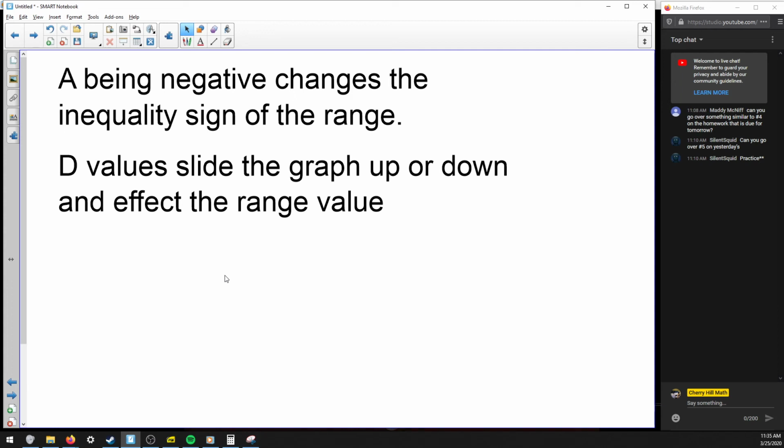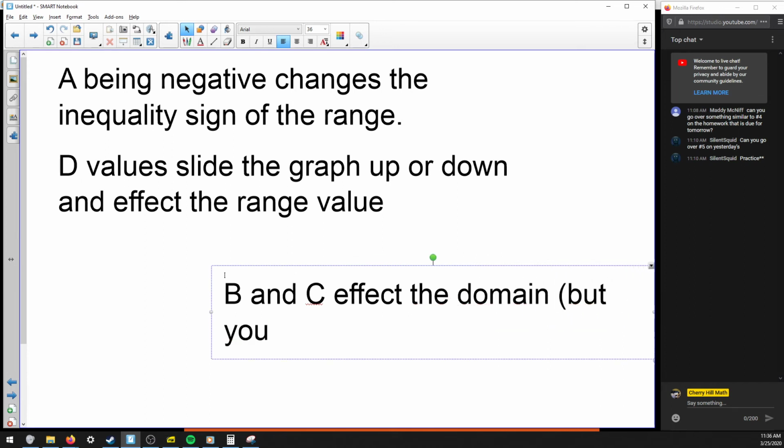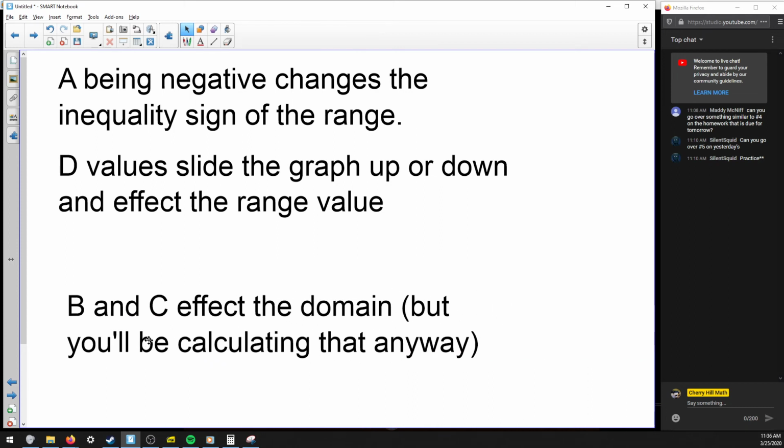I'm not going to go as much into C and B, right? B and C technically, I'll just summarize it like this. We'll say B and C affect the domain, okay? But you'll be calculating that anyway, okay? So don't worry so much about what effects the numbers are having on the domain, because you're just going to calculate it and say, oh, I got to figure out what makes it greater than or equal to 0. But this stuff I think is important up top here.